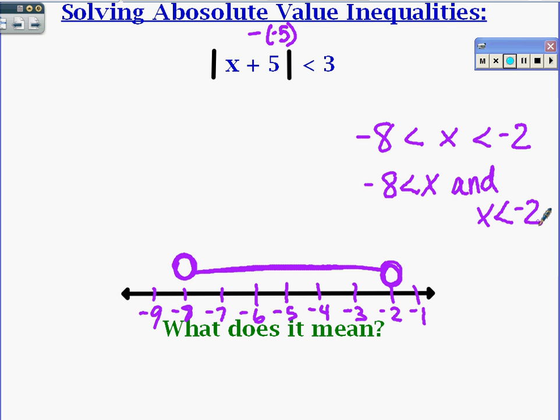Okay? And this just means all of the points that are less than 3 units away from negative 5. And that's how you have to read those. You have to be very careful with that. Let's do another one.